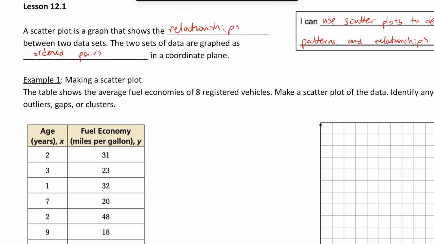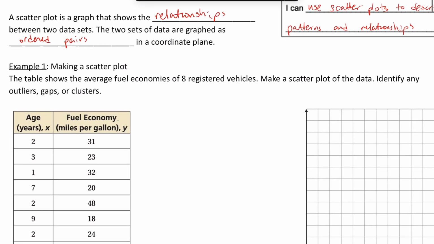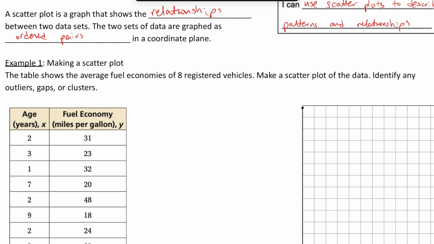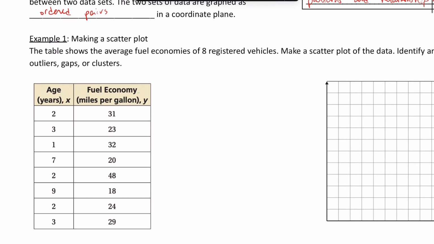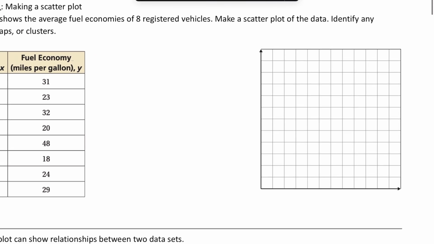The table right below shows the average fuel economies of 8 registered vehicles. It says make a scatter plot of the data, identify any outliers, gaps, or clusters. So let's take a look at this. I'll first label my axes. I'll label this as age, years, and I'll label this as fuel economy, miles per gallon. Okay, so step 1 is let's make a scatter plot of the data.